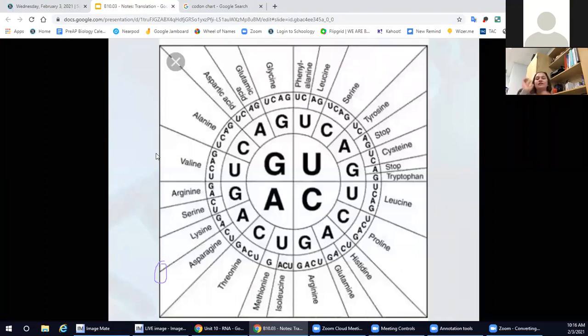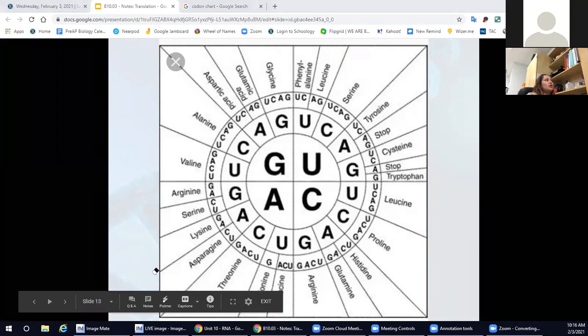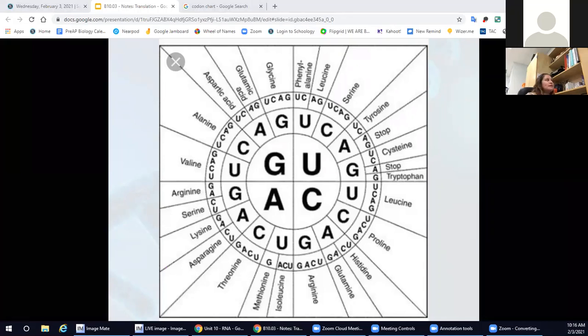All right, so this is another anticodon chart. We don't really use this one too much, but it does exist. Same principle. I actually think this one's easier to use. So the very first thing you're going to do is start in the center and work your way around. So let's say my letters were G, C, A.